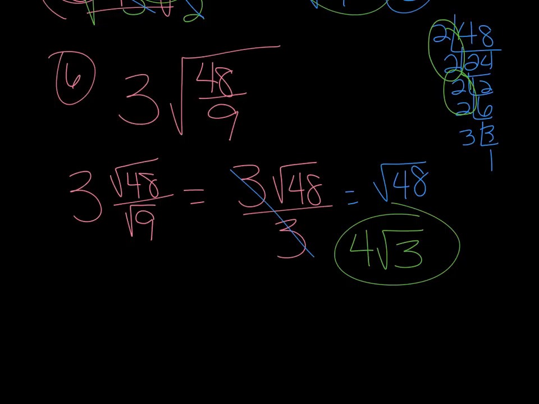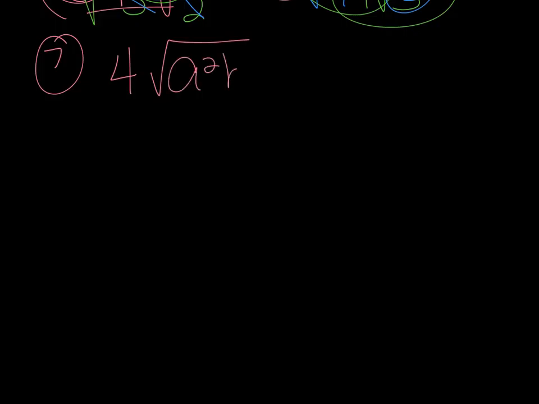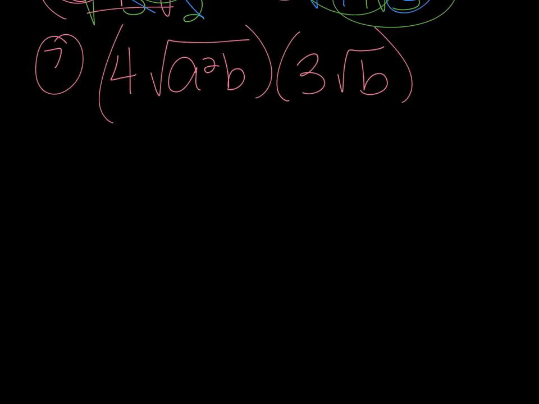Okay, question about the first 6. Okay, we'll do 2 more together, and then the last 2 will be for you to try on your own. Number 7, let's say I have 4 square roots of a squared b, and we're going to put that in parentheses. And then in a second set of parentheses, we're going to put 3 square roots of b.